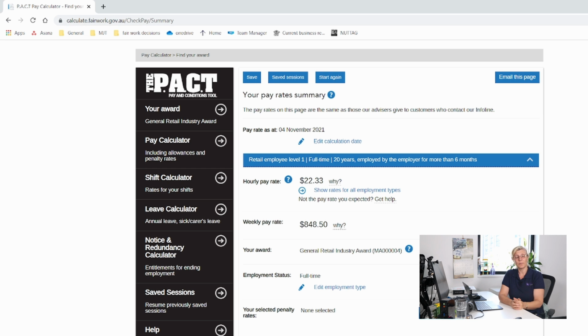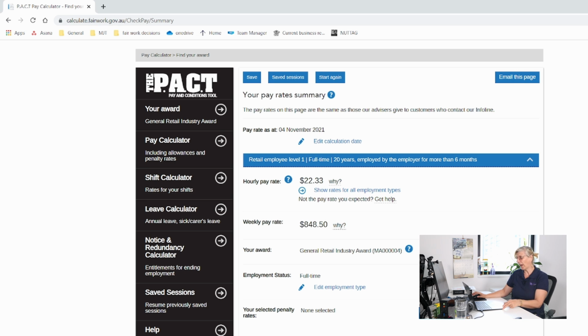If you are working a fair amount of overtime and you're on, say, $900 per week, you need to really check, because $848.50 is pretty close to $900. It probably only takes a few hours of overtime each week to click over and be underpaid on that point.